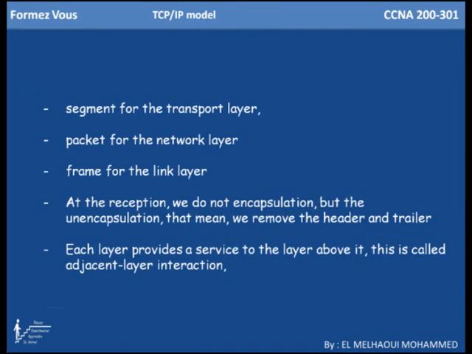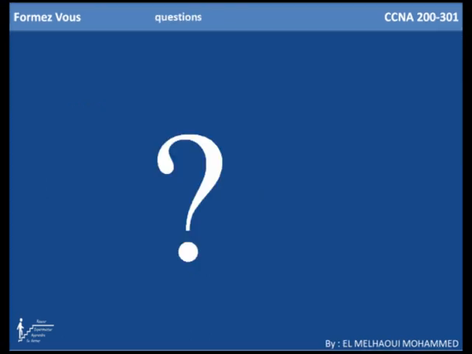Before ending this video, remember the name of messages. Each term has a specific meaning. For example, segment for the transport layer, packet for the network layer, and frame for the link layer. You should also know that at the reception, we do not do encapsulation, but unencapsulation. That means we remove that header and trailer. And, remember, that each layer provides a service to the layer above it. This is called adjacent layer interaction.